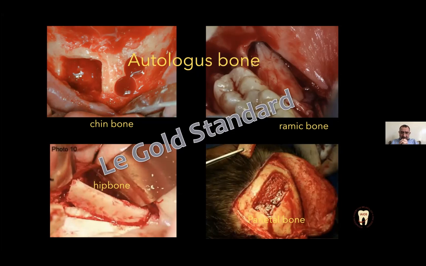So I don't use this autologous bone in my sinus, and especially I don't want to use the parietal bone, because it's risky for the patient to remove his parietal bone, and we risk creating many problems in the post-operative time.